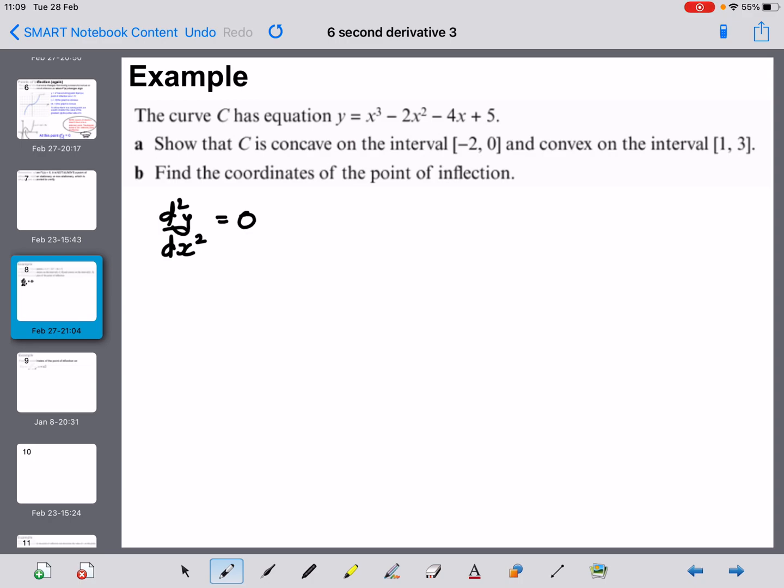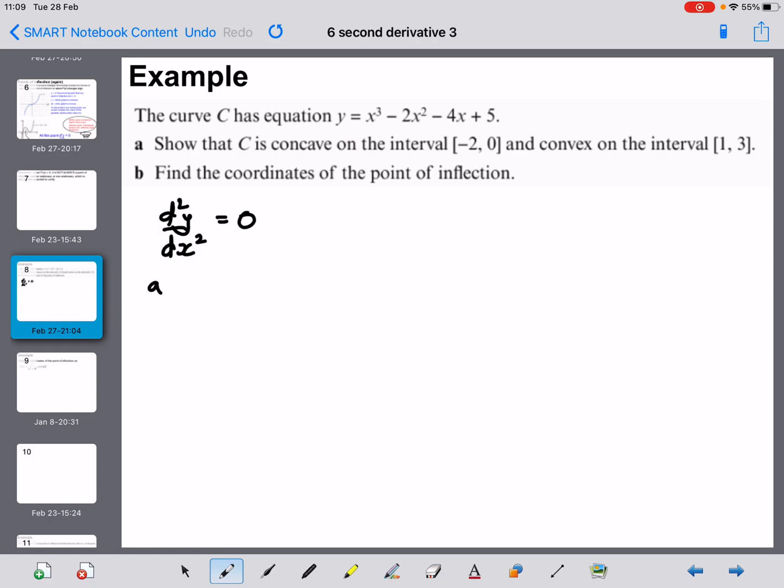Okay, in this video I'm just going to do a couple of questions to show you what sorts of things you might get asked in the exam. So the first question, the curve C has equation y equals x cubed minus 2x squared minus 4x plus 5. For part A, we've got to show that the curve is concave in the interval negative 2 to 0 and convex on the interval 1 to 3.